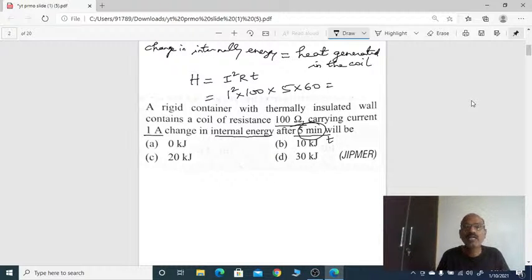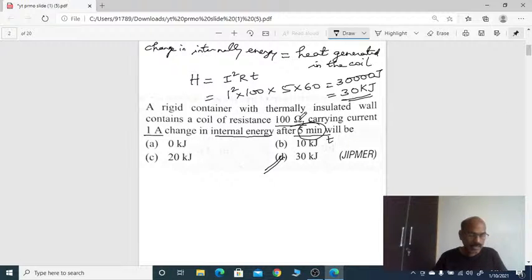Yes, you will get, right, this is nothing but 30 kilojoule. Divide by 1000. Right, kilojoule equal to 1000 joule, 1 kilojoule, 1000 joule. So 30 kilojoule is the correct option. Yes. Let us move to the next question.